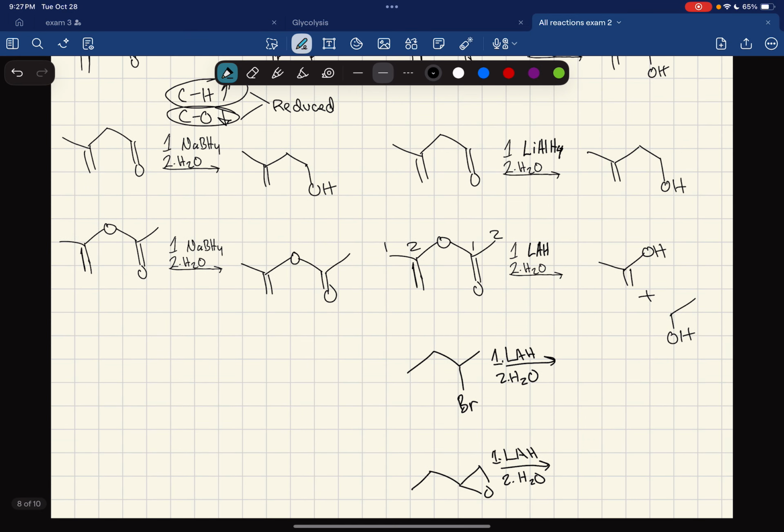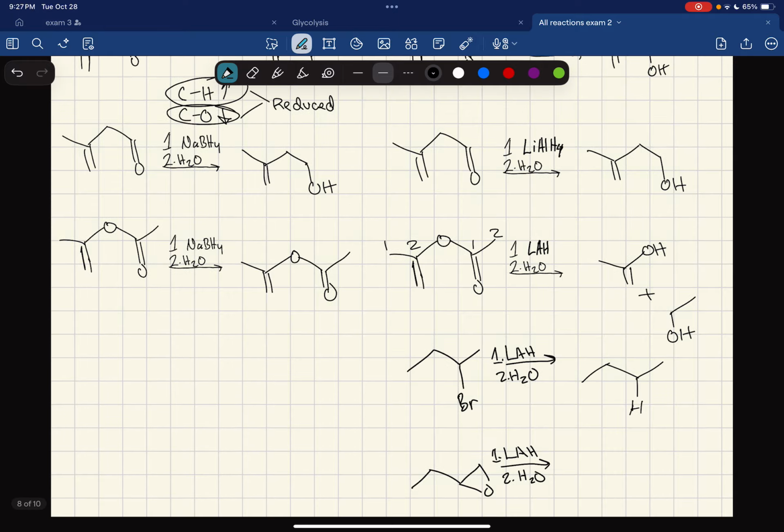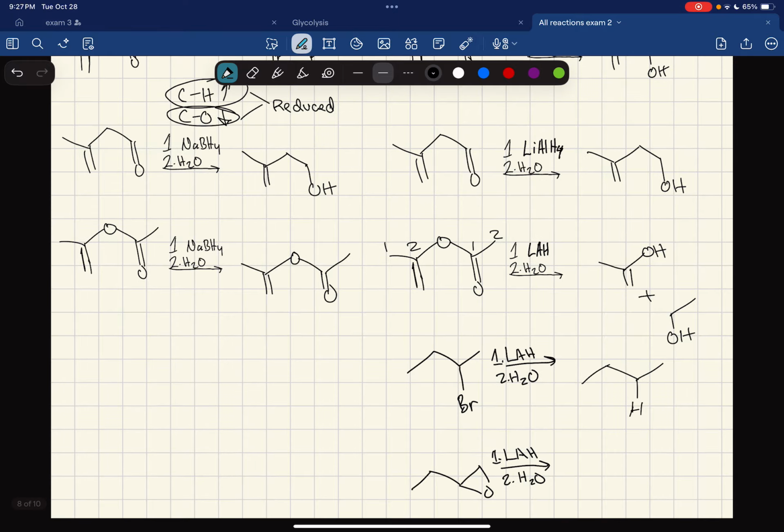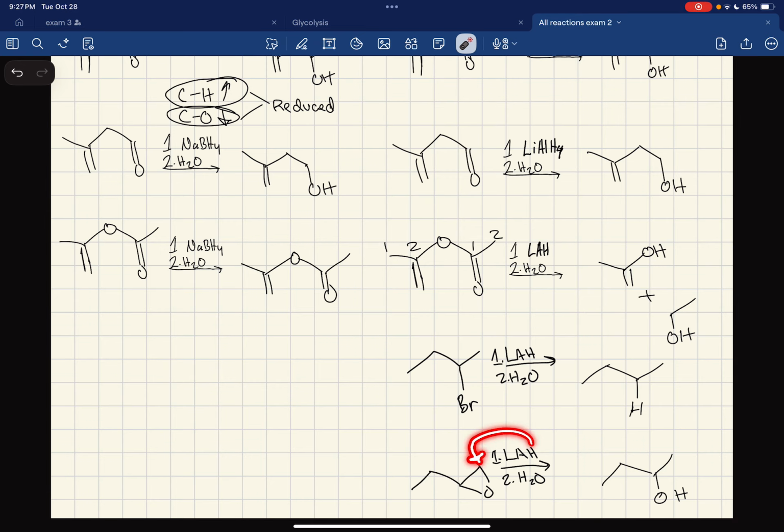LAH will also reduce halogens, basically replace it with a hydride. And it's going to open the epoxides. You can think of the H coming in and attacking this side, breaking it open, and then H2O is like a workup step to protonate this. They are in separate steps, that's important.